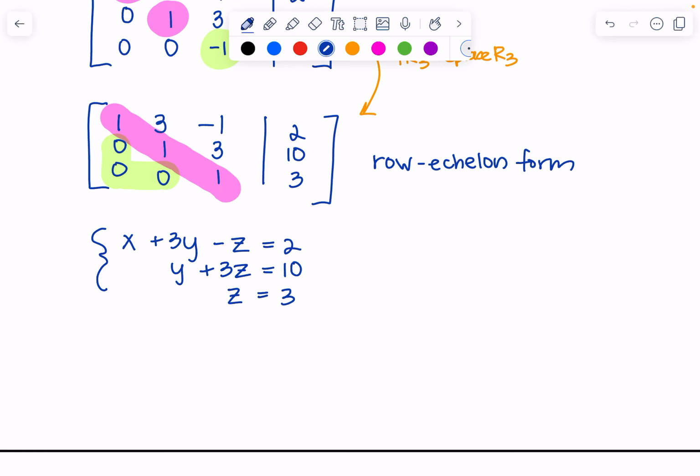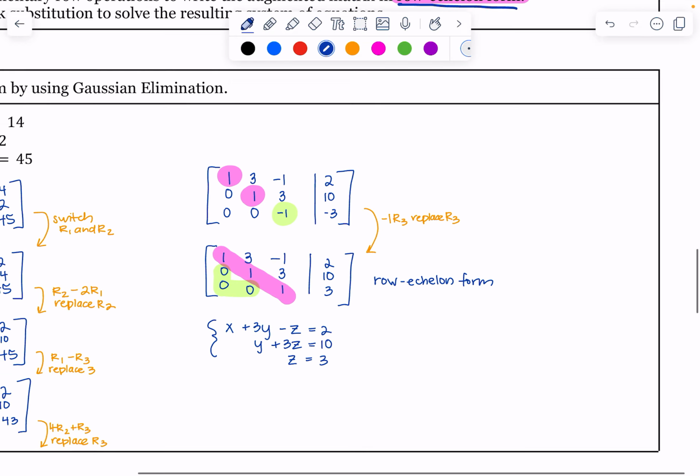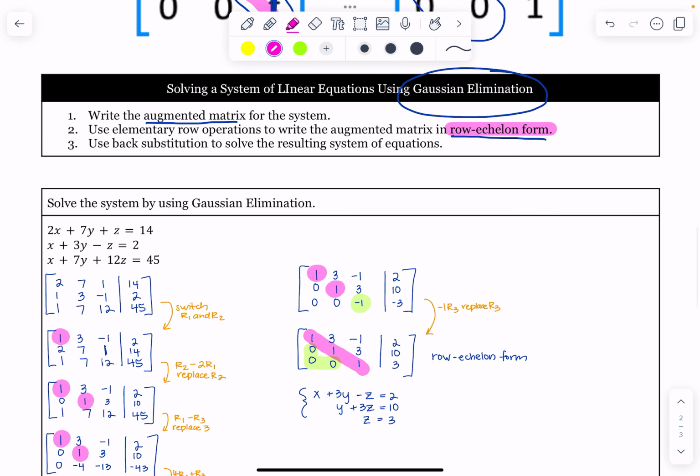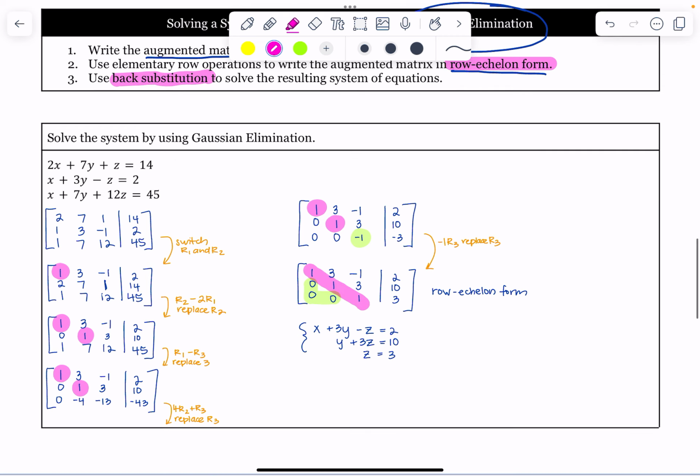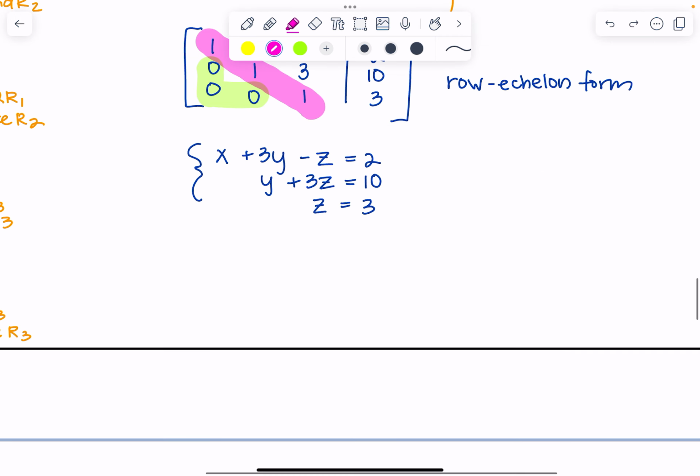And then it wants us to go backwards, so how did they word it? Back substitution to solve the rest of the system. So if I have z equals 3, I can plug that into this one to find y, and then I'll have y, and I'll plug this one in to find x, okay?